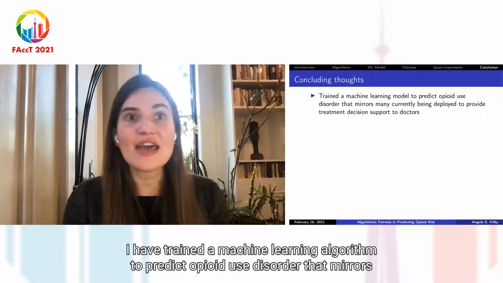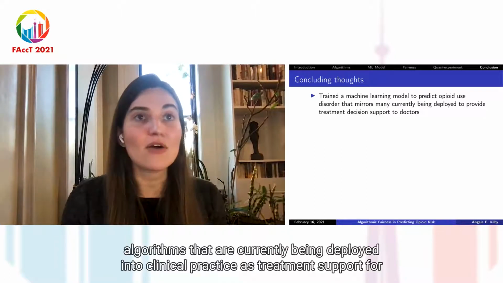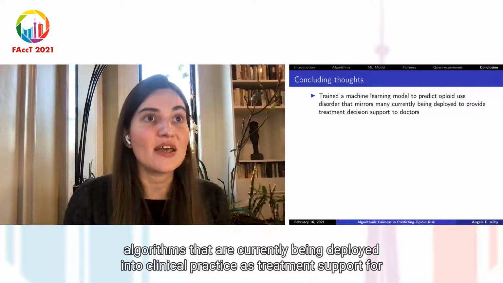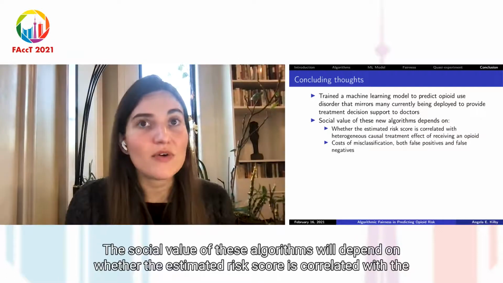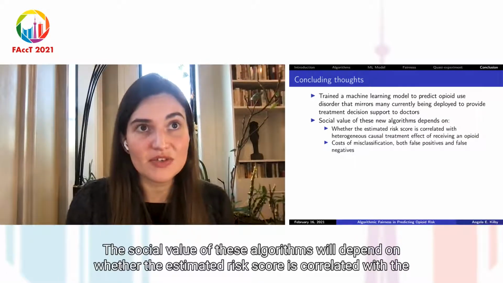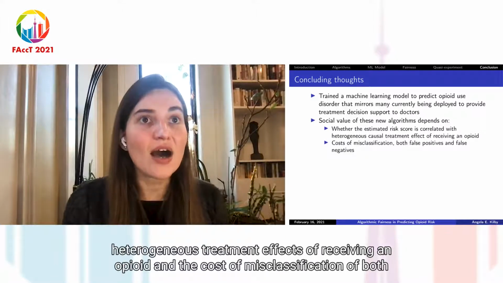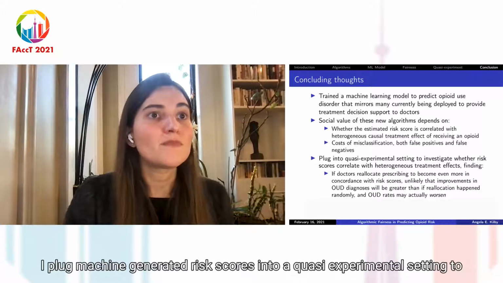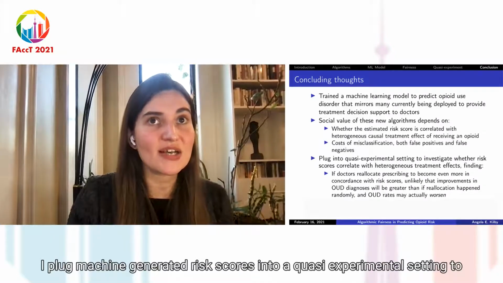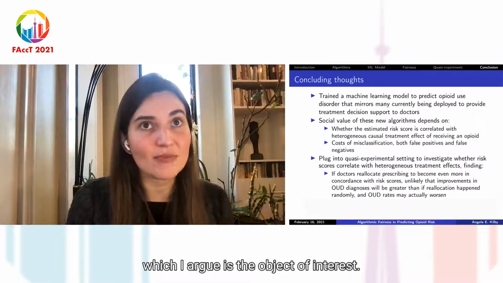To conclude, I have trained a machine learning algorithm to predict opioid use disorder that mirrors algorithms that are currently being deployed into clinical practice as treatment support for doctors. The social value of these algorithms will depend on whether the estimated risk score is correlated with the heterogeneous treatment effects of receiving an opioid and the cost of misclassification of both false positives and false negatives. I plug machine-generated risk scores into a quasi-experimental setting to investigate whether they are correlated with heterogeneous treatment effects, which I argue is the object of interest.